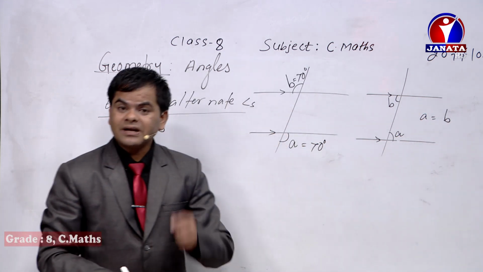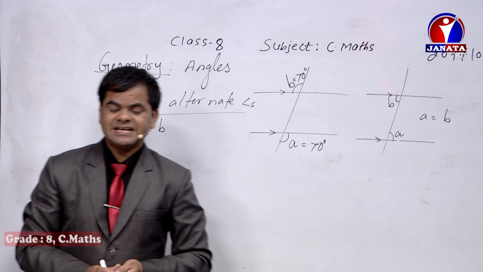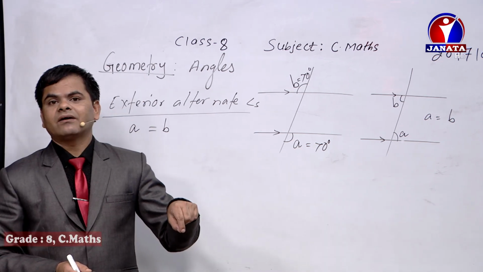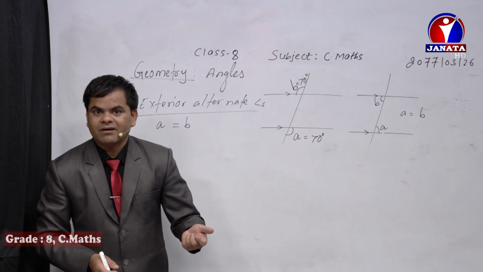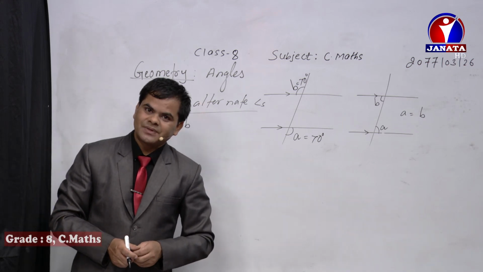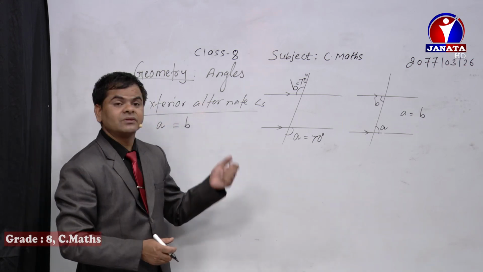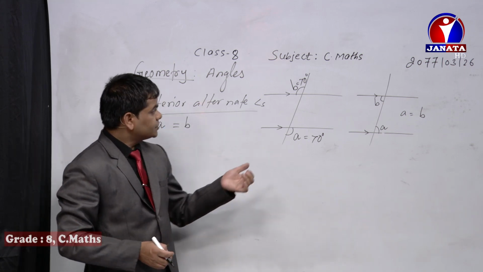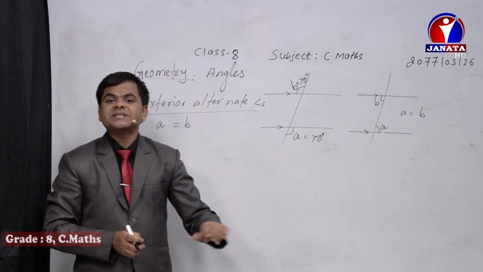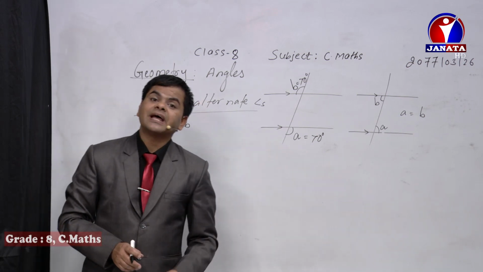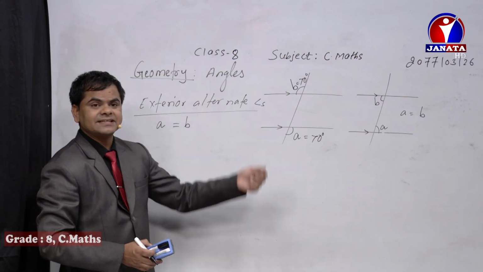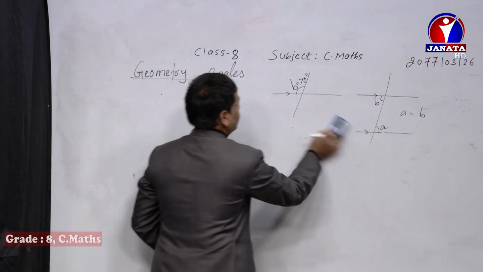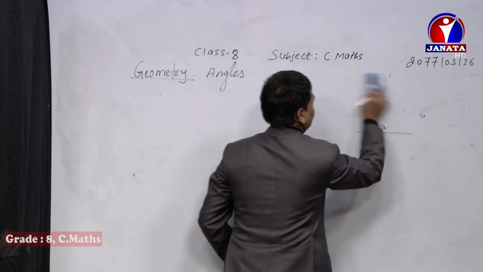That means what we need to keep in mind, dear student, is that whether it is exterior alternate angle or interior alternate angle, they are equal to each other. The relationship between the alternate angles is always equal. So in this way you will have questions in the book, and you can solve those questions by looking at this concept. We did co-interior angle, interior alternate angle, exterior alternate angle.